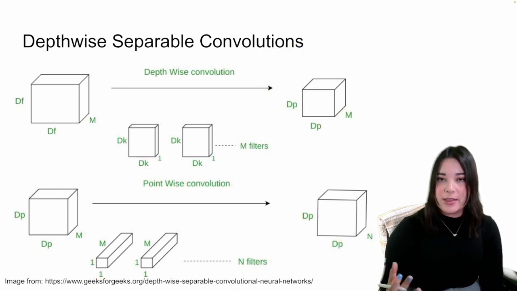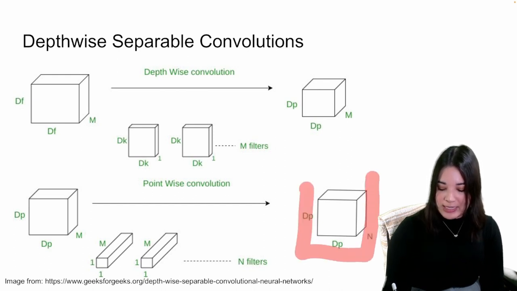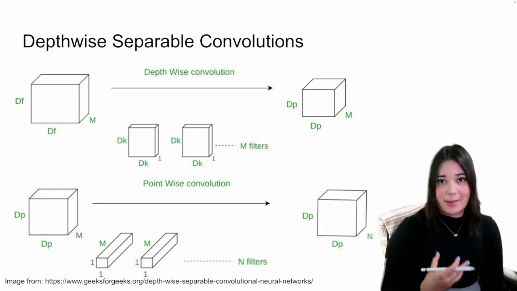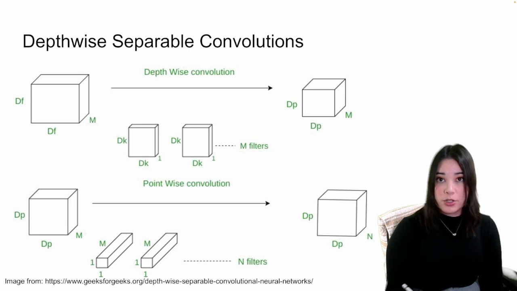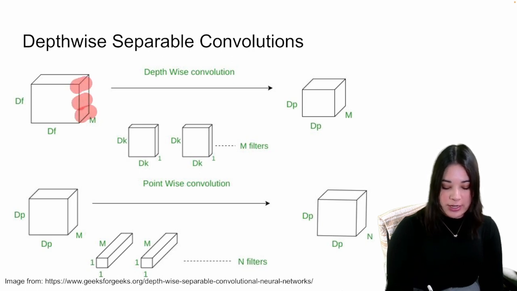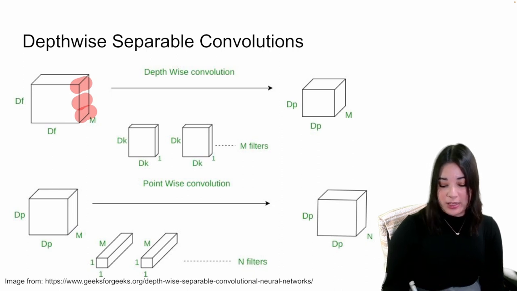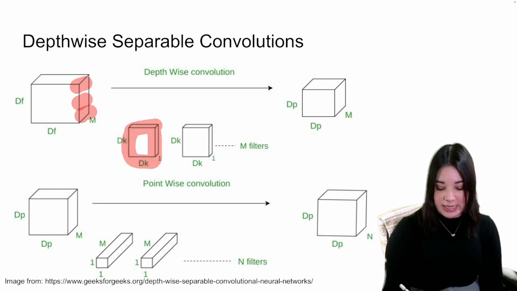But you can see that through the combination of these two convolutions, we get an output that is the same size as a typical convolution. Now, we are making some assumptions when we do a depthwise separable convolution. We're assuming that the information from each of our individual m channels in the input is independent and that we can apply our filters independently and then just combine them in the second step.